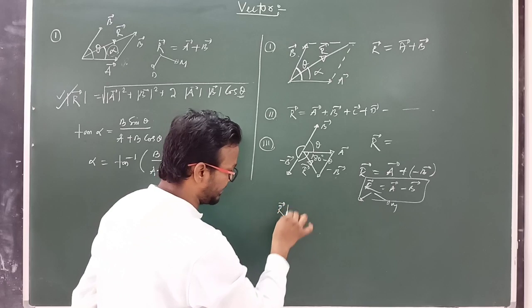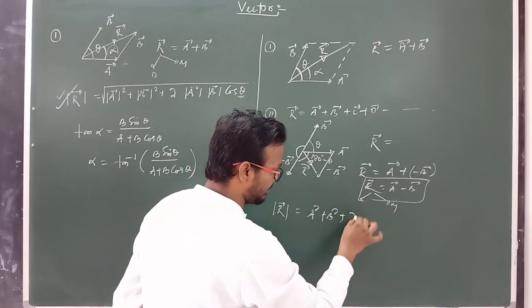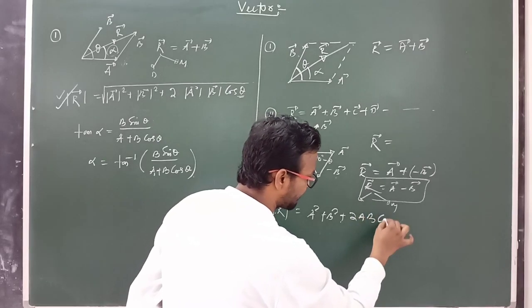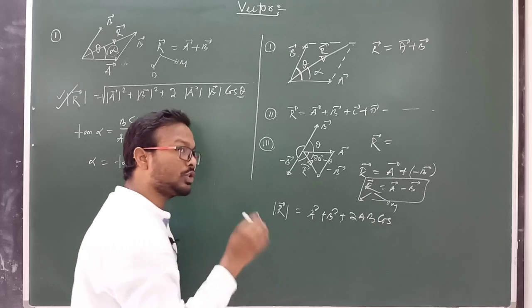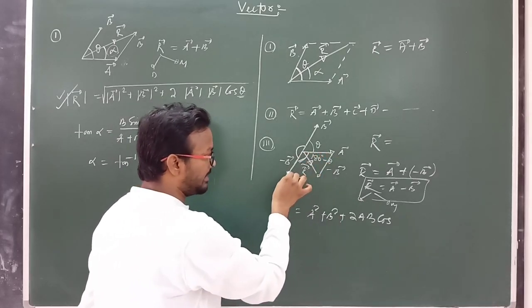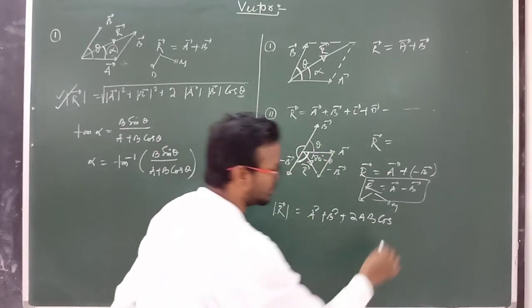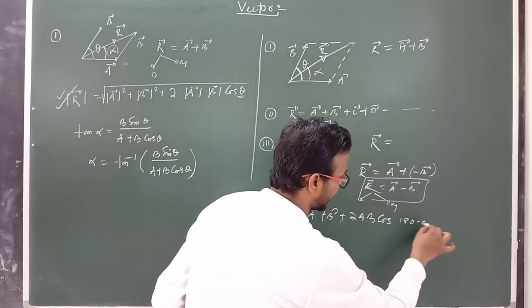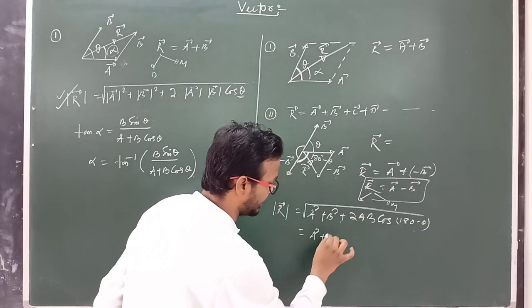So the magnitude of this vector is equal to the square root of a square plus b square plus 2ab cos theta. So what is theta? Theta is the angle between two vectors, and the two vectors are here a vector and this is minus b vector, and the angle between them is 180 minus theta, because this angle is theta. Clear? So you have to write here 180 minus theta.